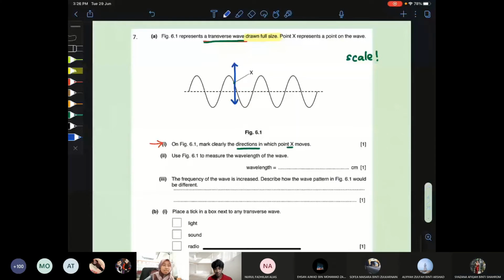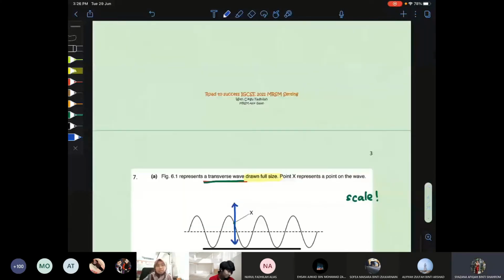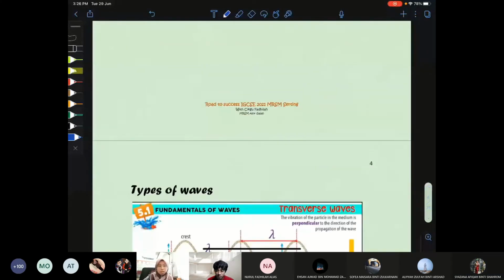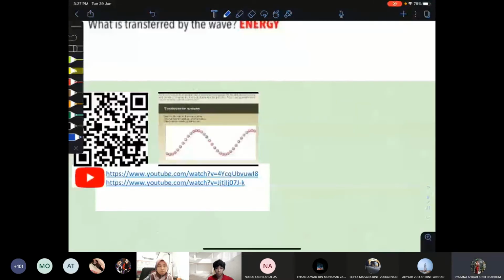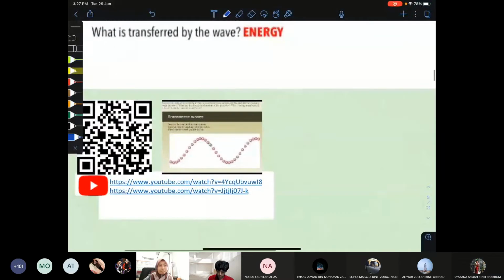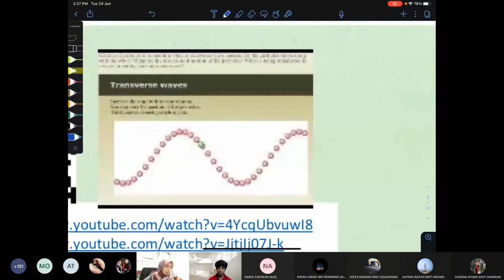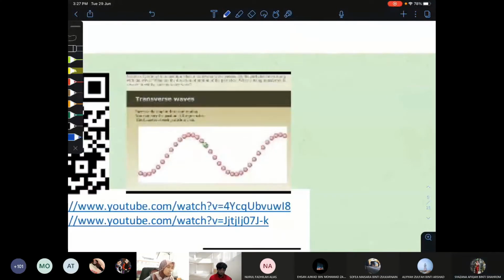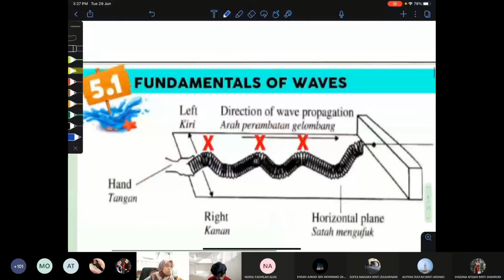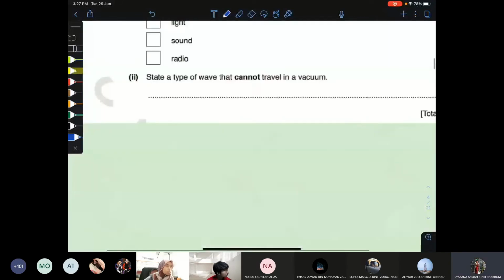It's as if tadi I watched just now some cikgu share ni, boleh tengok dekat sini, the movement. Saya takutlah nak tekan sebab nanti takut internet slow terus. Actually I want to show you, tapi awak dah tengok tadi. So kat gambar ni, if this is a particle, this particle will move up and down. The particle will not move with the wave sebab only energy travels. So let's go back to the question.